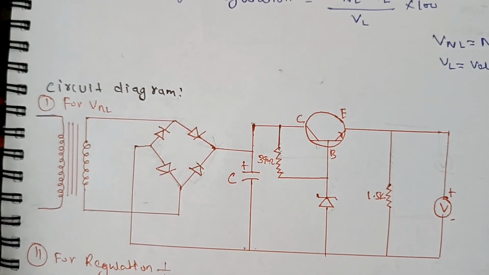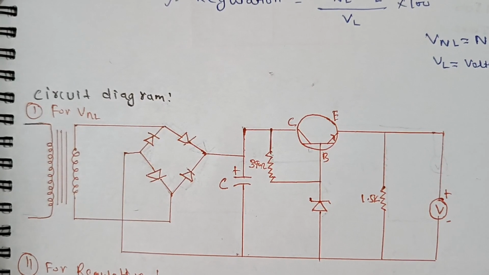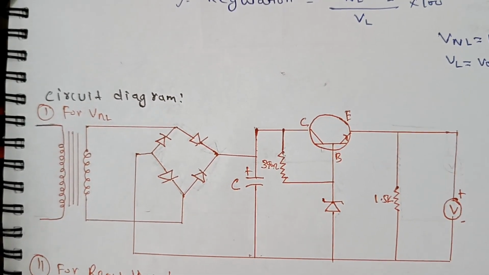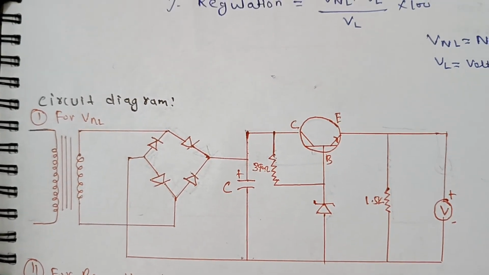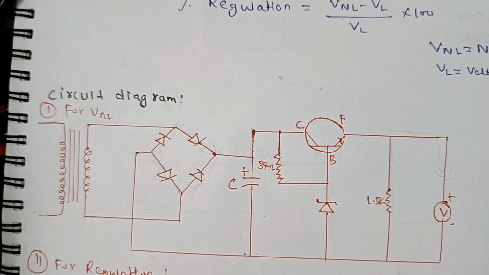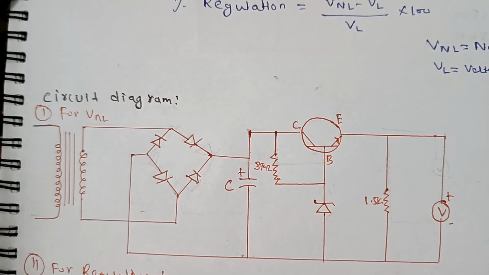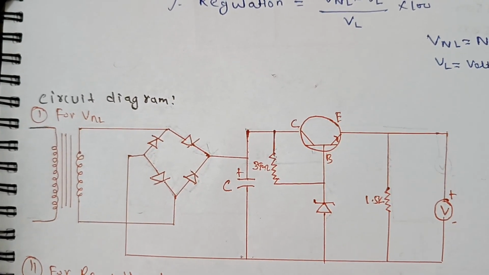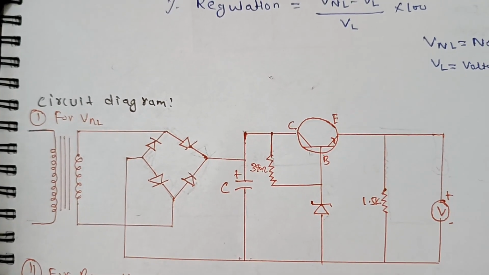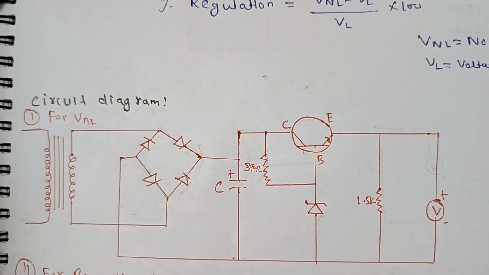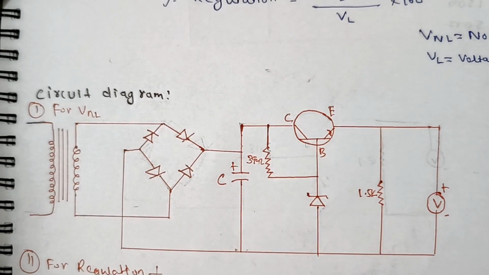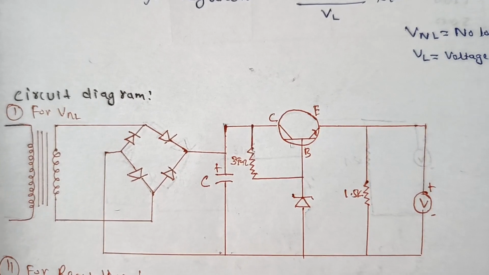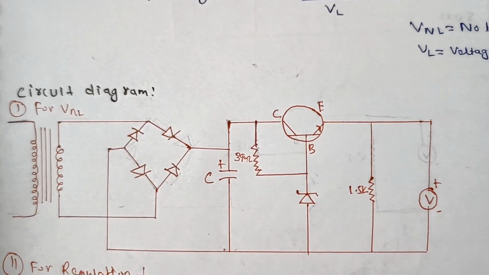This is our circuit diagram for VNL transistor regulated power supply. So we connect according to this circuit diagram. In the circuit diagram, you can see that we use the transformer, 4P junction diode, capacitors, 390 ohm resistance, transistor, Zener diode, and also 1.5k ohm resistance, and a voltmeter. We measure the VNL from the voltmeter.